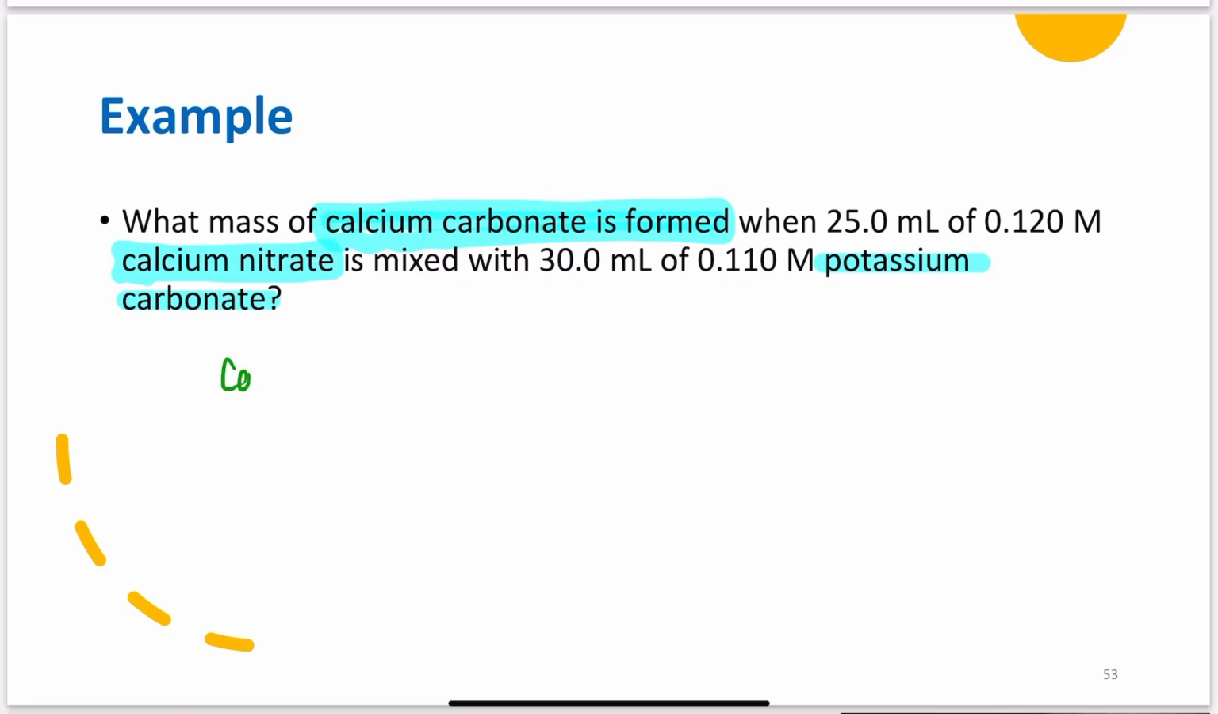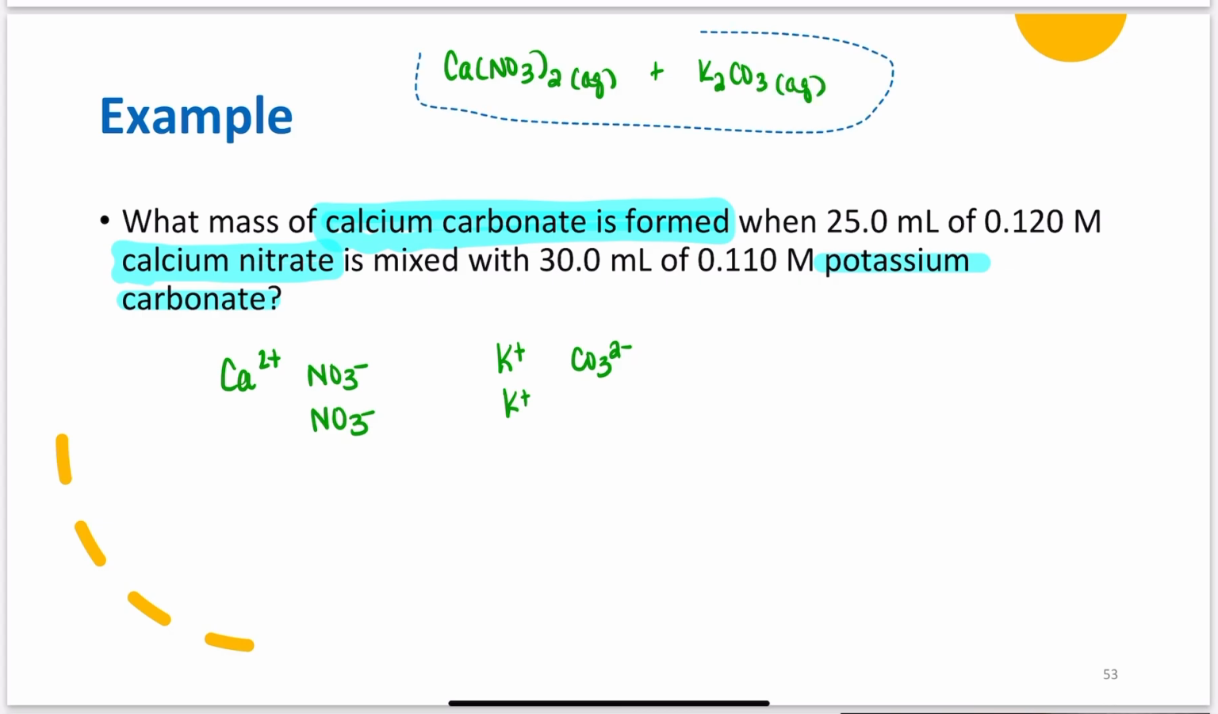So calcium nitrate, calcium is Ca2+. It is an alkaline earth metal, so when it forms an ion, it forms a +2 charge. It's group 2. Nitrate is NO3-. So I'm going to need 2 nitrates for every 1 calcium. So Ca(NO3)2. Now all nitrate salts are soluble. And potassium carbonate. Potassium is an alkali metal, group 1. All group 1 forms +1 cations. Carbonate is CO3 2-. So I'm going to need 2 potassiums for every 1 carbonate. K2CO3. All potassium salts are soluble.